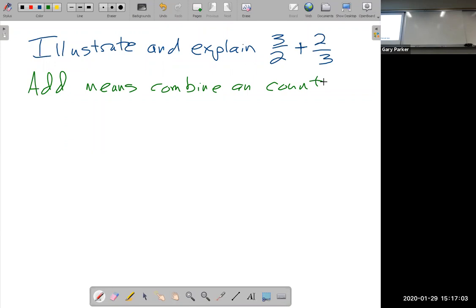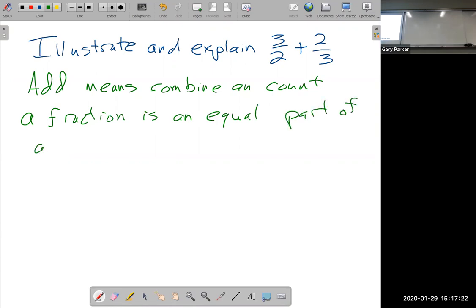All right, what else do I need to explain? I need to explain what a fraction means. What does a fraction mean? Equal part of a whole. Okay, so a fraction is an equal part of a whole.